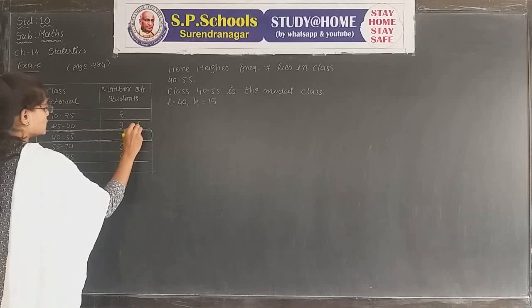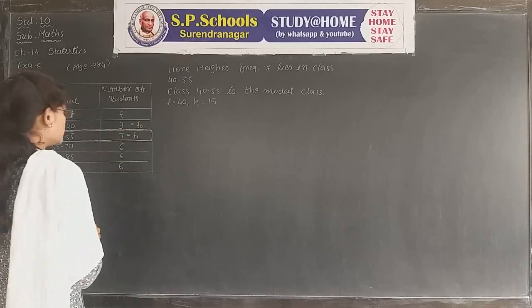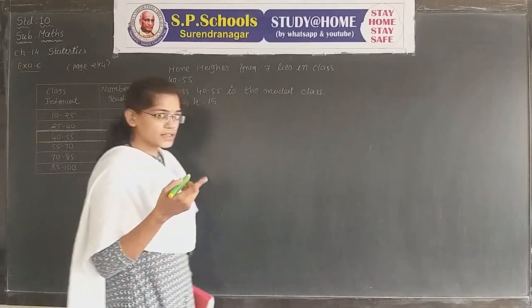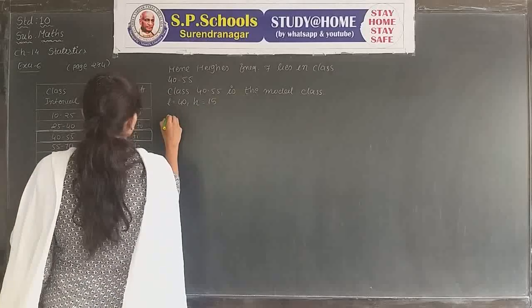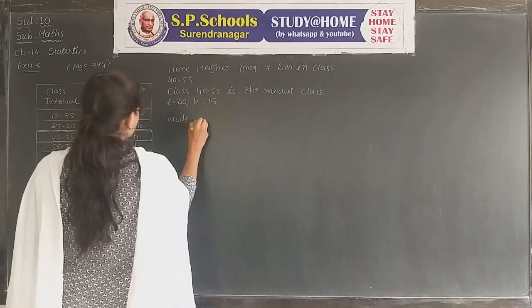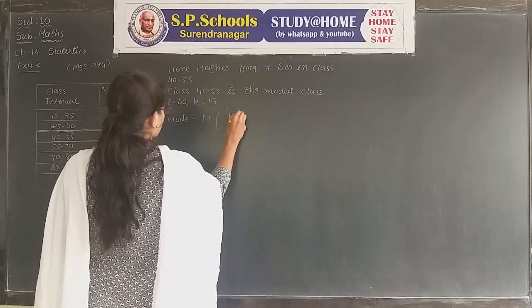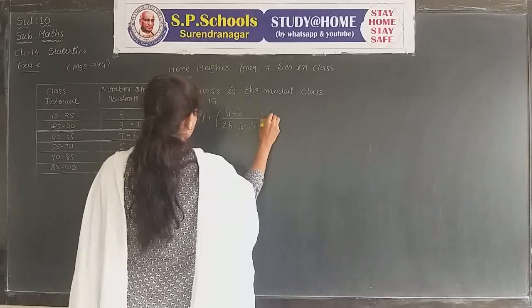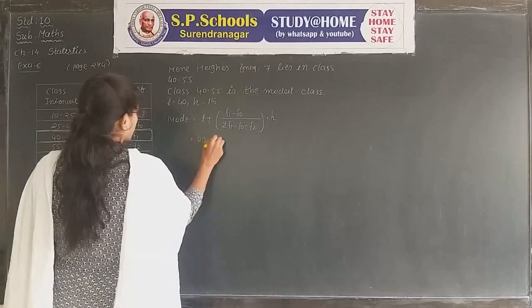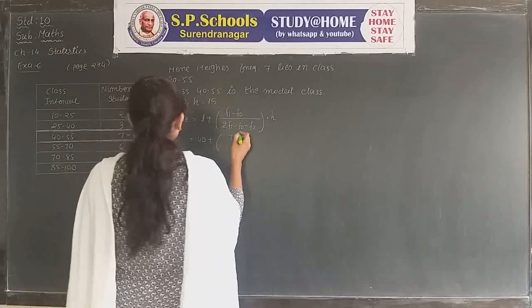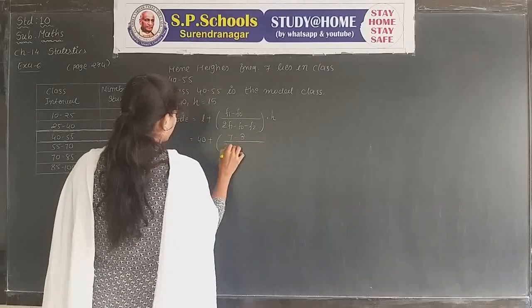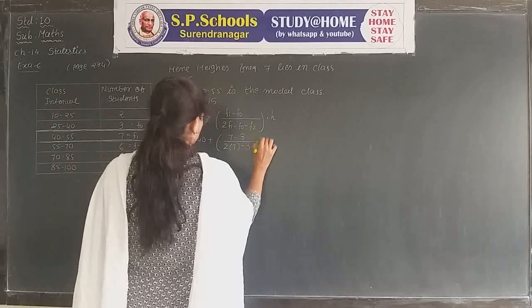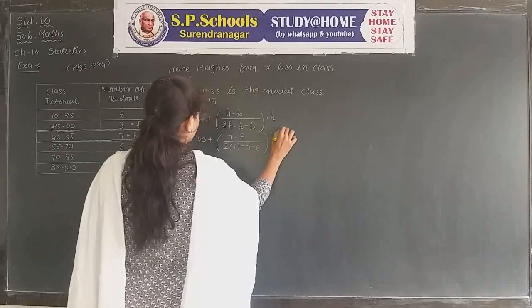7, the highest frequency, is called f1. Its previous frequency is f0, the frequency of the class preceding the modal class, which is 3, and f2 is 6, the frequency of the class succeeding the modal class. Now use the formula: mode is equal to L plus (f1 minus f0) upon (2f1 minus f0 minus f2) into h. Now L is equal to 40, plus f1 is 7 minus f0 which is 3, upon 2 into 7 minus f0 3 and minus f2 which is 6. Class size h is equal to 15.